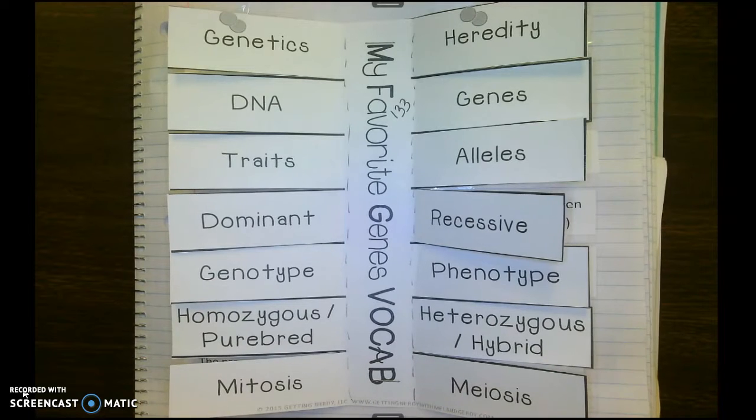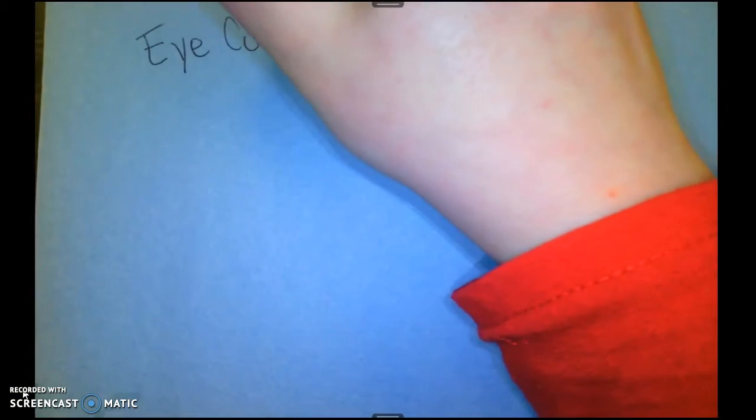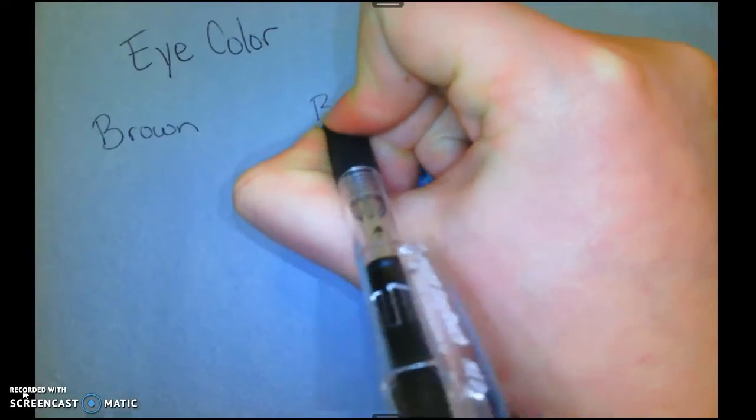Let me give you some examples. To show you a little bit about alleles, I'm going to talk about eye color. Now, there's lots of different eye colors. There's blue, there's brown, there's green, and hazel. We're really just going to deal with two eye colors. We're going to look at brown eyes, and we're going to look at blue eyes.